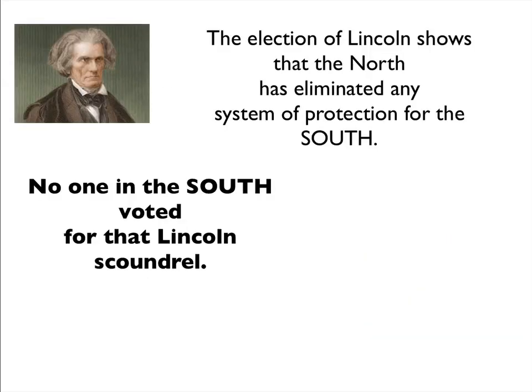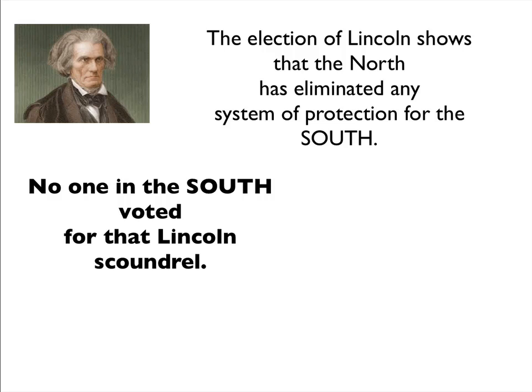But the election of Lincoln shows that the North has eliminated any system of protection the South says that it might have. And the reason is because the South looked and they said, no one in the South voted for this Lincoln scoundrel. Well, there's a couple reasons why. One reason is because Southerners didn't like him. But an even more important reason why you can actually say no one voted for him is, in every state in the South, they refused to put Lincoln on the ballot. So that when you went to vote, Lincoln wasn't there to vote for, even if you wanted to.